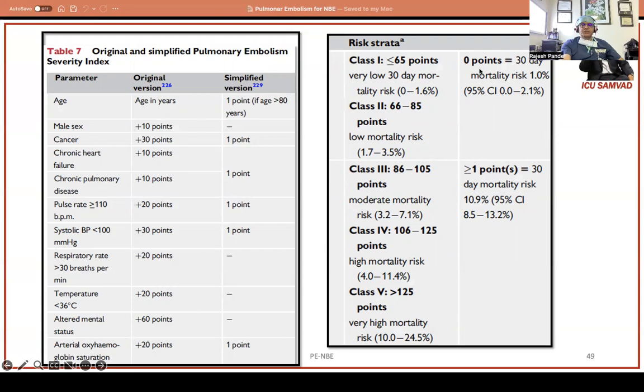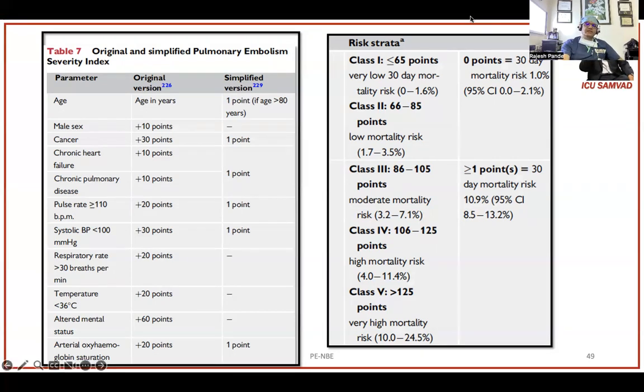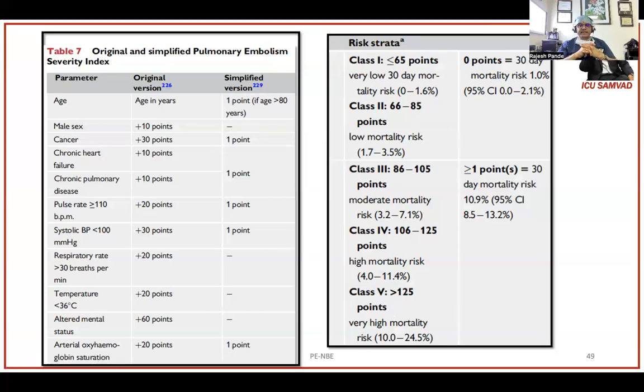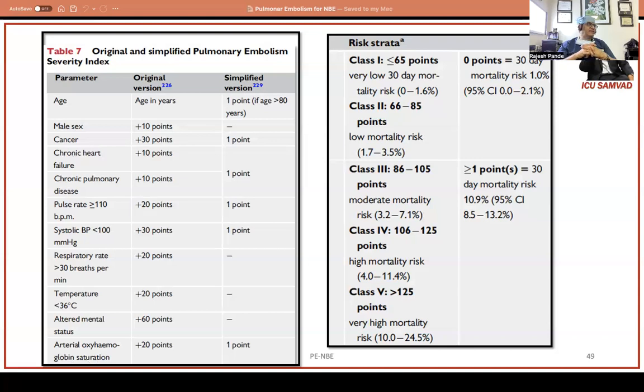And then there are two ways you can interpret it. You can either follow this regime, that 0 points, which suggests that 30-day mortality risk is only 1%, or more than or equal to 1 point, which indicates that the risk has increased to 10.9%. Or you can have classical class 1 to class 5, where class 3 to 5 indicate moderate to very high mortality. So if the patient has class 1 and class 2, that indicates low mortality risk. So this is something that you need to remember.